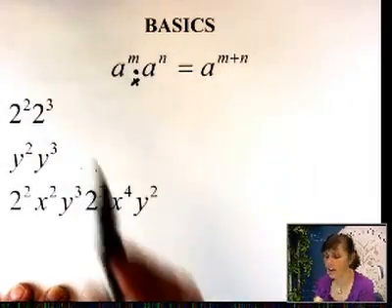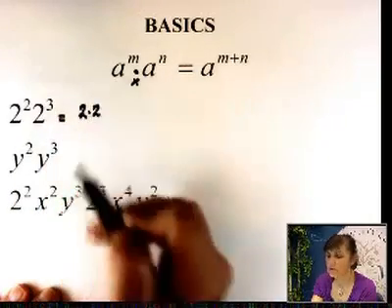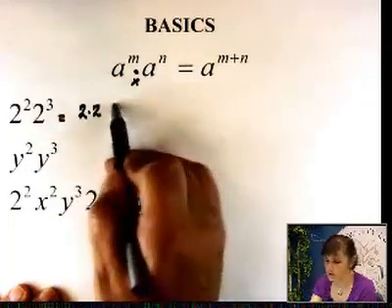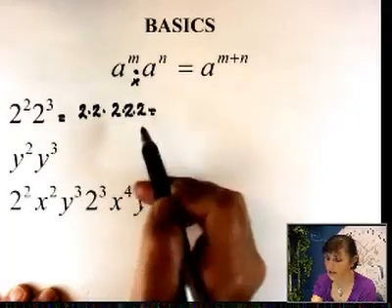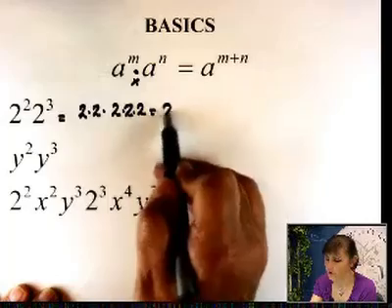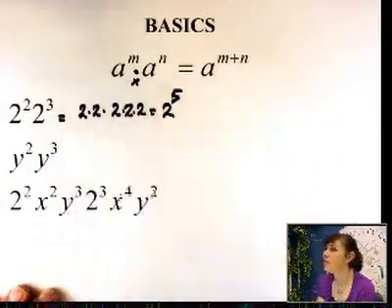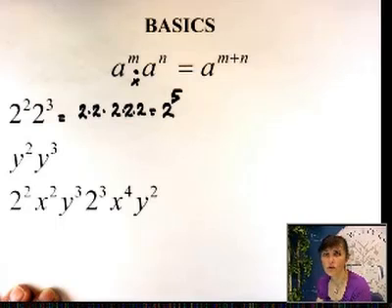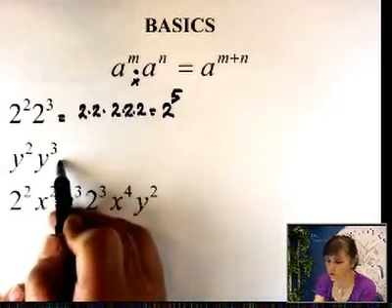Let's try to understand how this works. 2 squared is 2 times 2. And 2 cubed is 2 times 2 times 2. When you multiply all these out, how many are you going to get? 1, 2, 3, 4, 5. 2 to the, guess what? 2 plus 3 is 5. So you don't have to write all this intermediate step. 2 to the 2 times 2 to the 3 is 2 to the 5th. We're going to leave it in this form. You don't have to multiply them out for now.